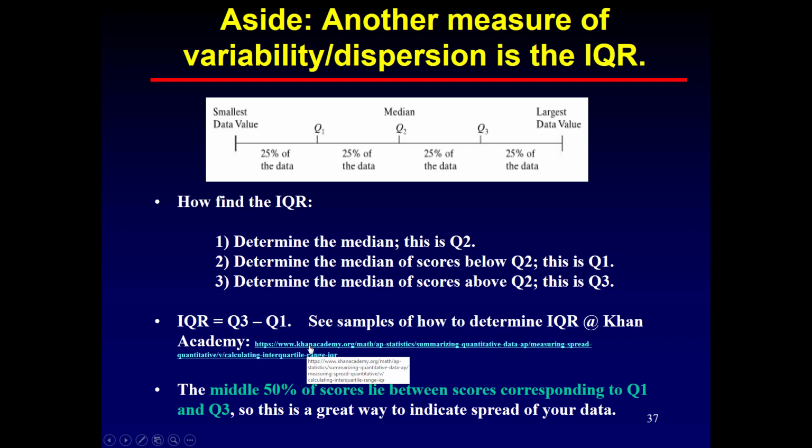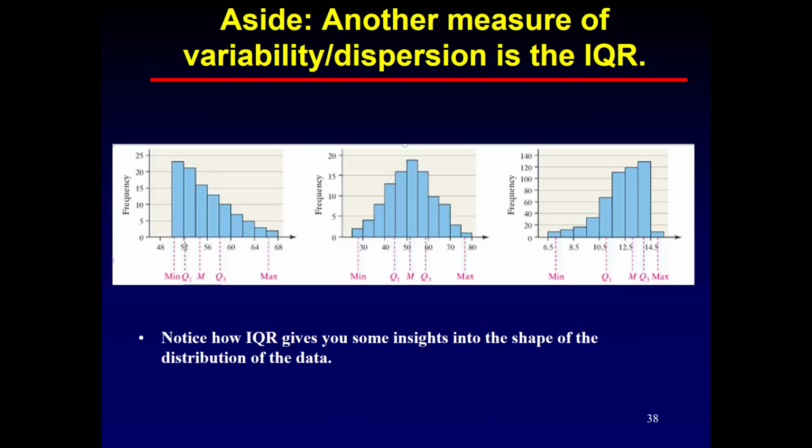There's a nice short video here in Khan Academy to explain this to you. The interquartile range captures the center part of the data. It's pretty stable. You're going to read about that in places, and I just want you to know that it's out there, and it's a measure of dispersion and variability, much like the standard deviation and variance.